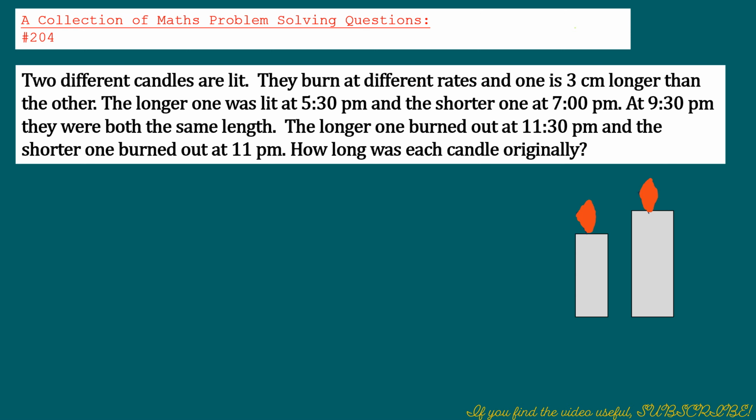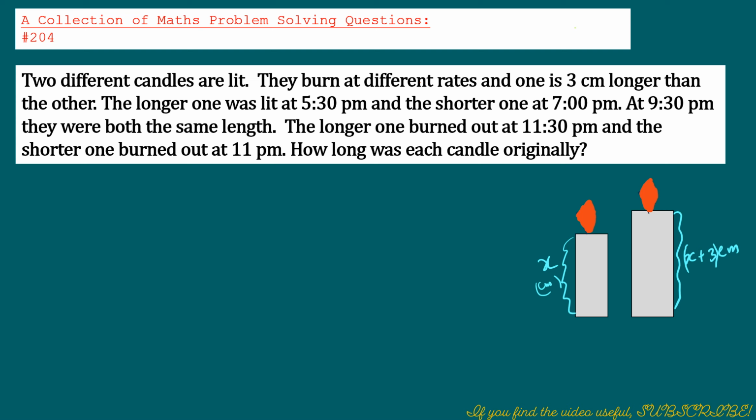So we make some assumptions that the small candle is x centimeters and the large candle is x plus 3 centimeters. That's the height of the candles. So what they're saying is they burn at different rates. Okay, that's the first thing.